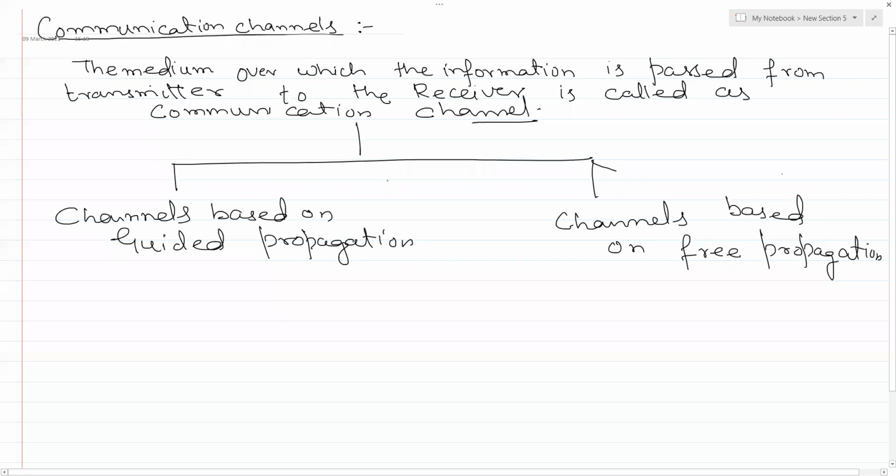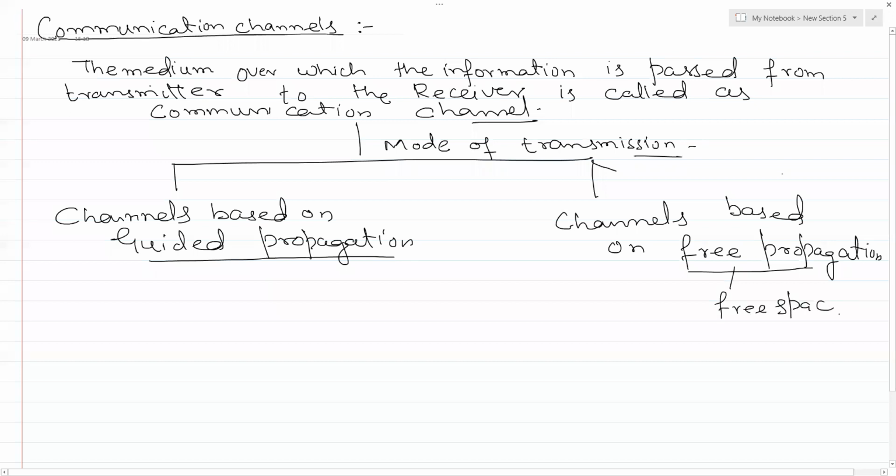So this classification is based on the mode of transmission. That means the transmission mode can be guided or unguided. Guided means there is a wired connection between transmitter and receiver. Unguided means there is no wired connection, like free space, air, where you have electromagnetic radiation traveling. Optical fiber cable, OFC, and coaxial cable all come under guided propagation.